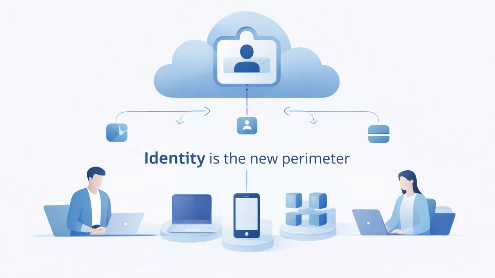Traditional security relied on office networks and on-premises systems. If you were inside the network, you were trusted. That model no longer works. Employees now work from anywhere. Applications live in the cloud. Data moves constantly. The network can no longer protect access. What remains constant is identity.